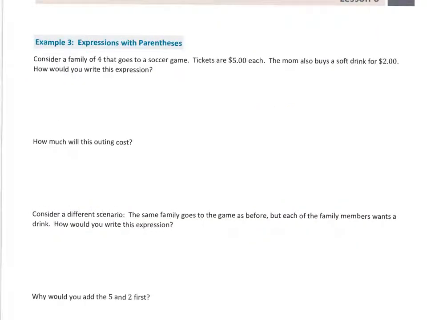So we started with multiplication, division, and addition, then we added exponents, now we're adding one last piece, parentheses. Parentheses outrank everything. They always go first. So consider a family of 4 that goes to a soccer game. Tickets are $5 each. The mom also buys a soft drink for $2. How would you write this expression?